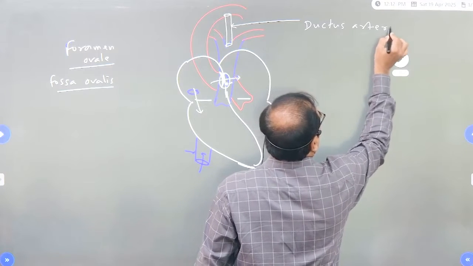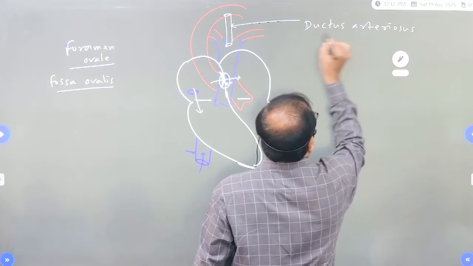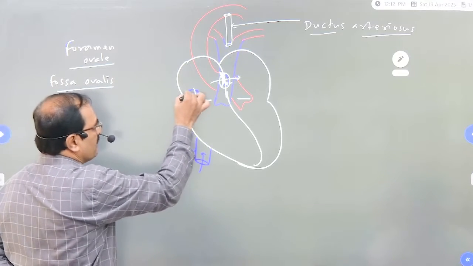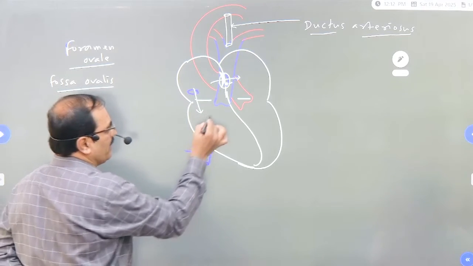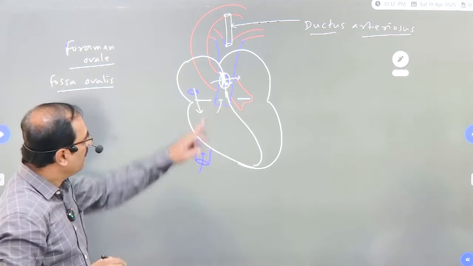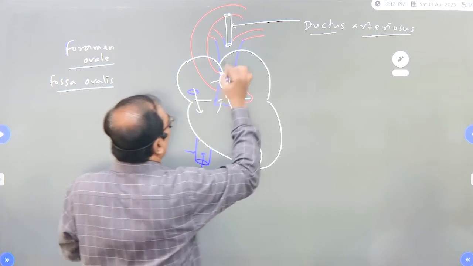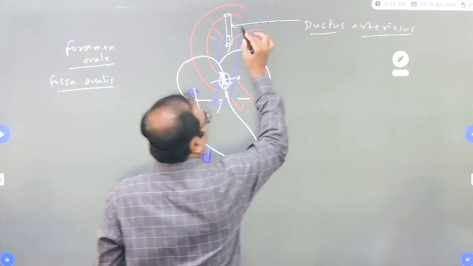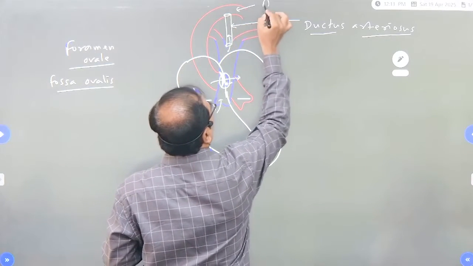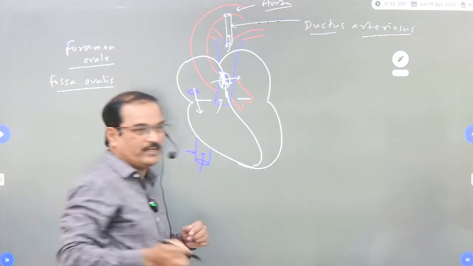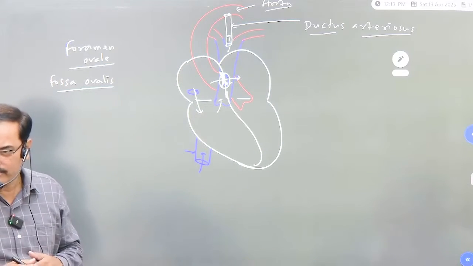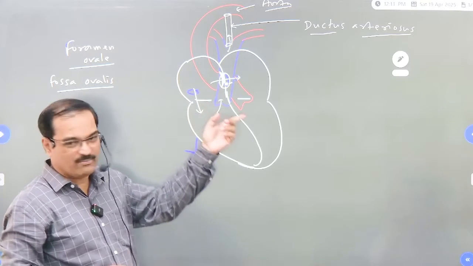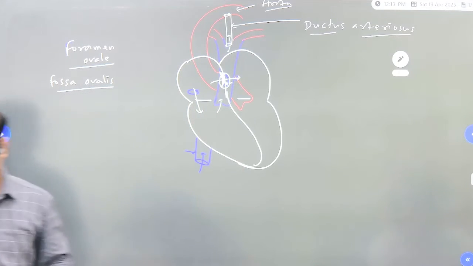ductus arteriosus. See, once again, before birth, some quantity of blood enters into right ventricle, then enters into pulmonary trunk, and from the pulmonary trunk, blood directly enters into ductus arteriosus and then into aorta. So it is prevented from entering into lungs. That artery is called as ductus arteriosus. It is present before birth, right there.